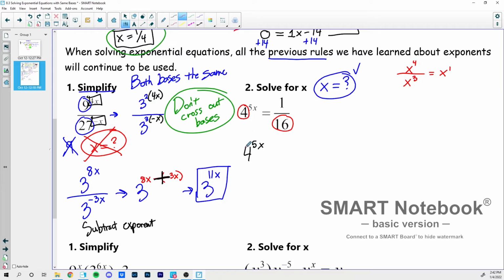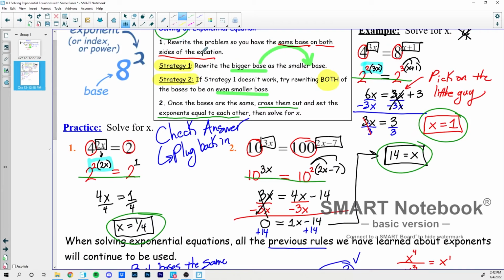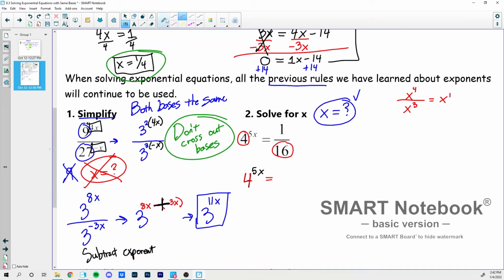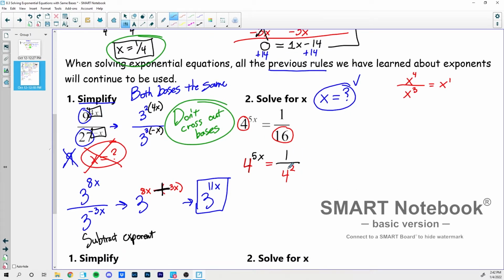So let me keep the base in this color. And again, I'm just using strategy 1. I want to rewrite the bigger base to become a smaller base. So if I can rewrite 16 so it has a base of 4, that'd be 16 changes into 4 to the power of 2. Okay, so perfect. That's still 16. That looks great. And at this point, it's really similar to the problems that we did up here, but we don't cross out the bases yet for this problem, okay?